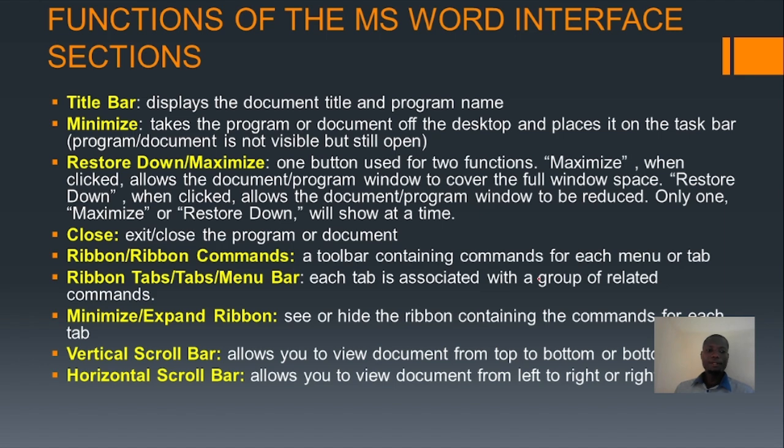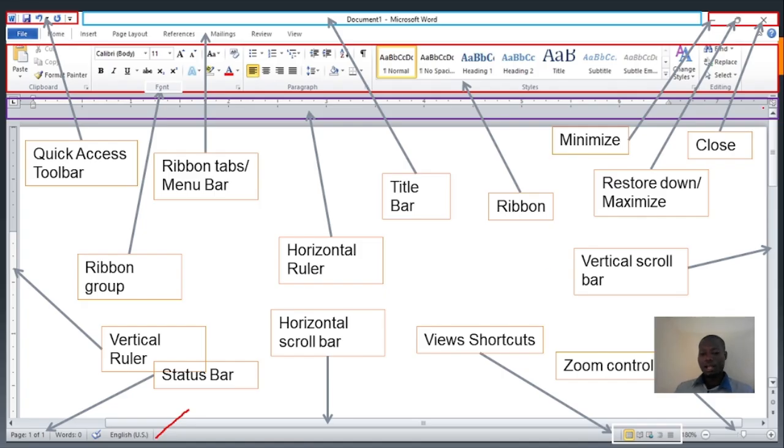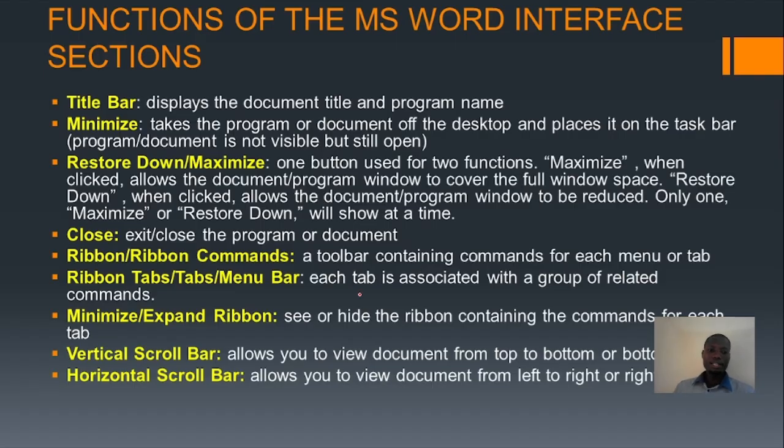Next is the maximize and expand ribbon. We have already checked on it, and we have said it is a feature here. So this one here is the maximize or expand ribbon. It helps you to either view the ribbon here or to hide it, right?